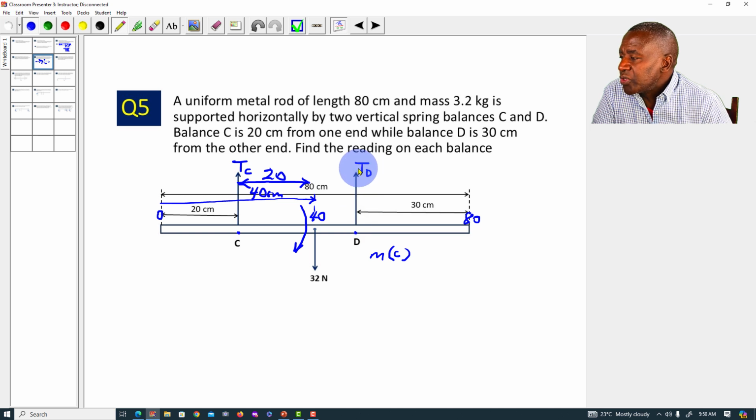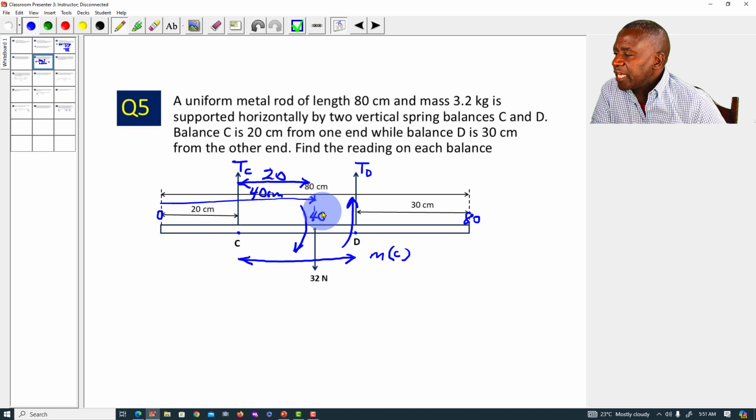the moment due to TD will be anti-clockwise, and the distance that we are supposed to use will be from here all the way to this point, and that happens to be 20 plus, since this is 10, this will be 30. 20 plus 10. Remember, all this is 40. From here to here is 40. Subtract 30, I get 10. I add that 10 on to 20, I get 30.